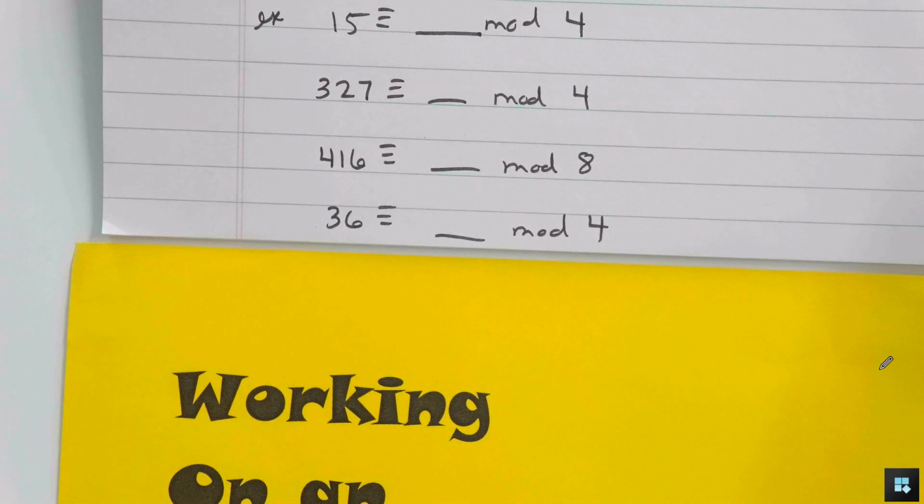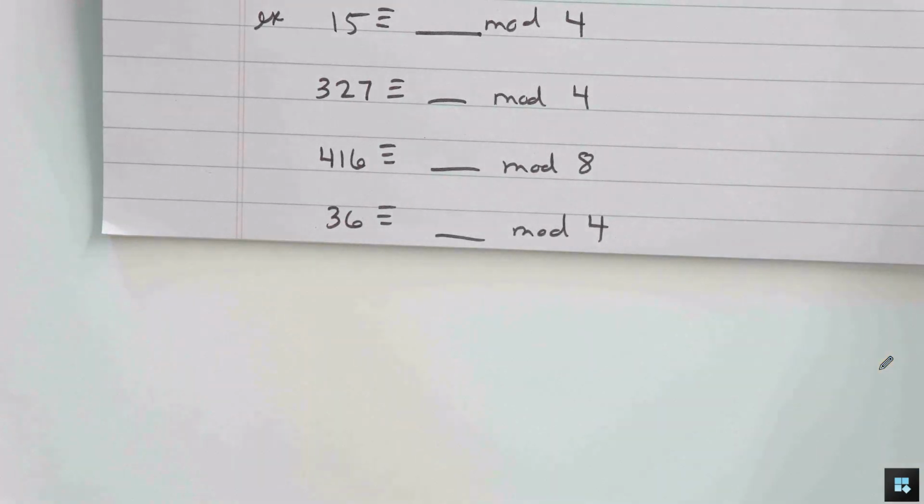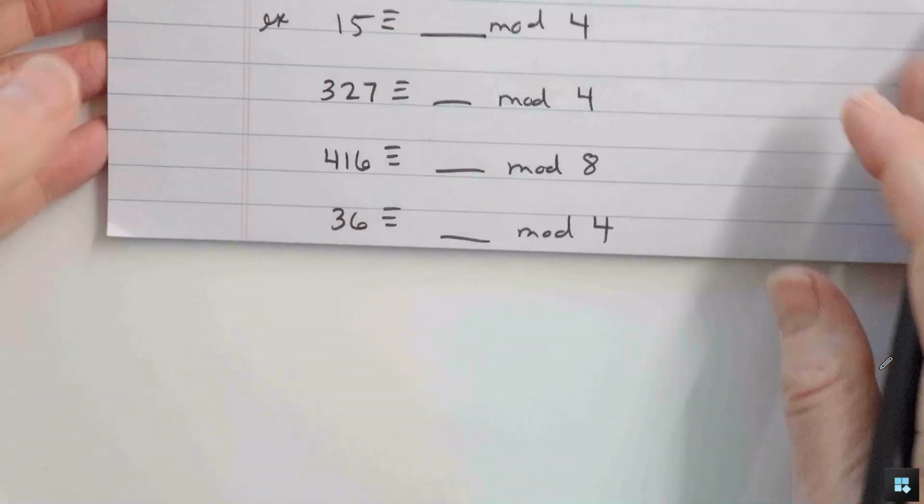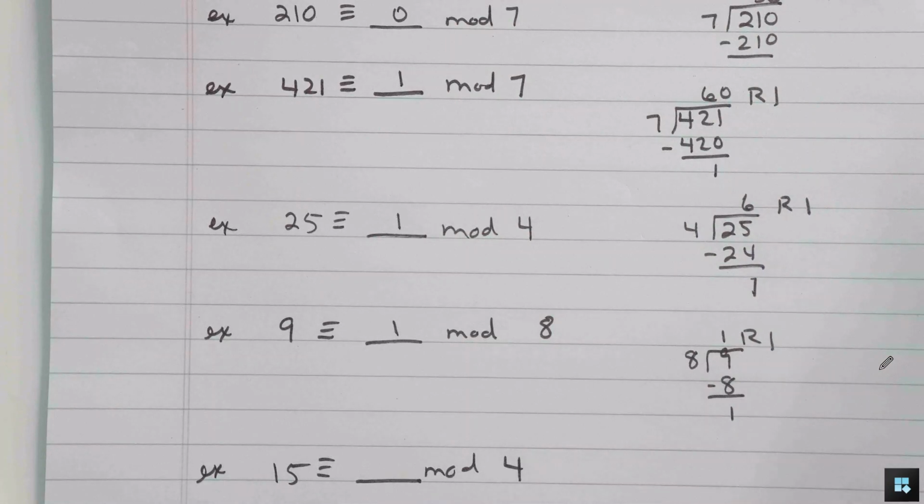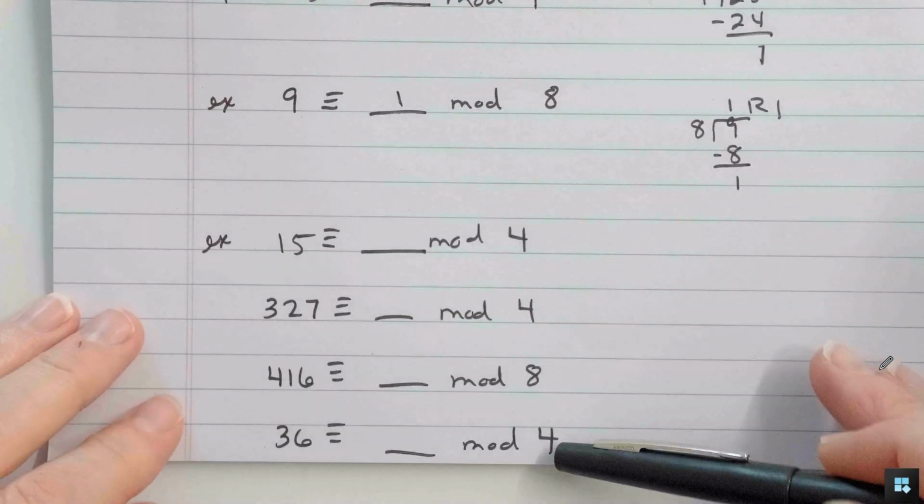Anybody need help? Raise your hand. Your answer should always be smaller than this number. Okay? Because your remainder will always be smaller than these numbers.